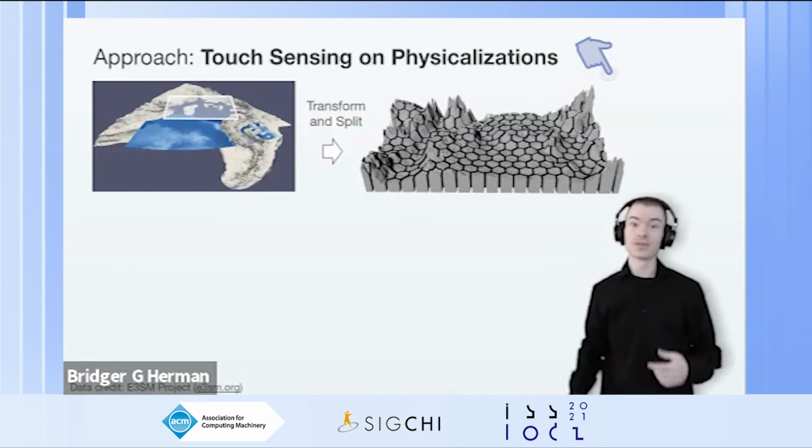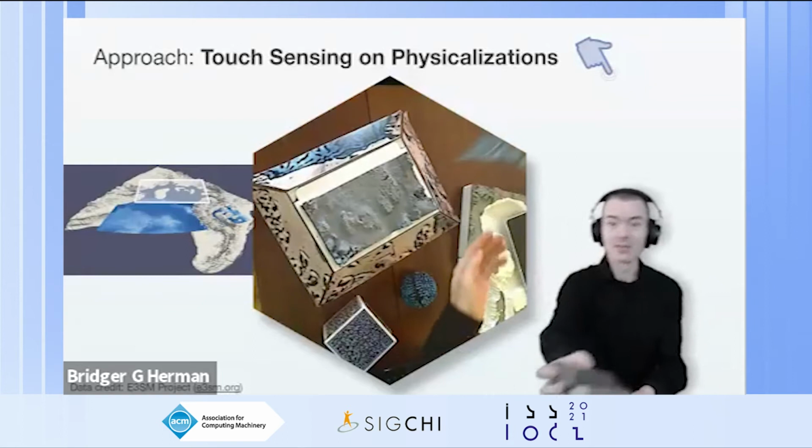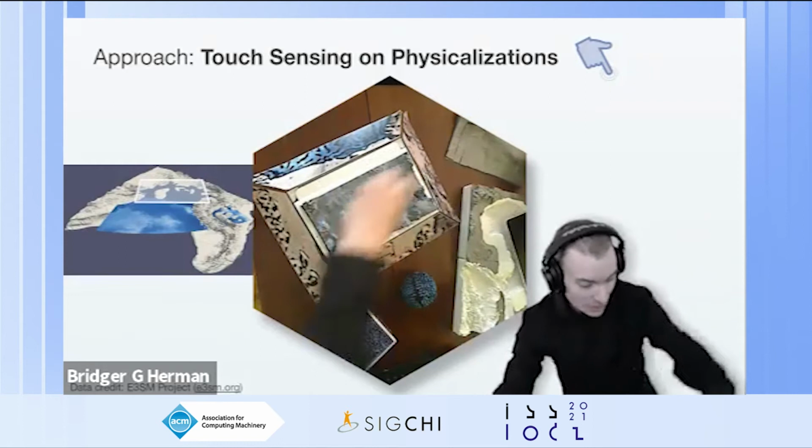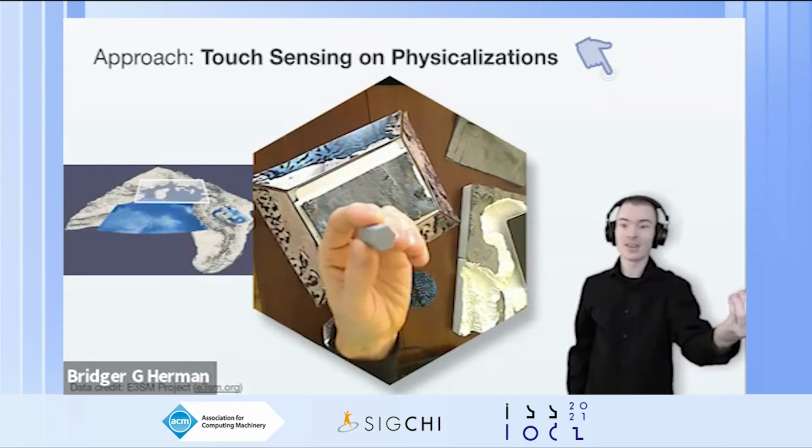We experimented with several different prototypes here. For example, this is an early iteration of our touch sensing through the physicalization, which used 2 centimeter squares. But ultimately, we arrived at this final design of 1.5 centimeter diameter hexagons, which can be seen in our final physicalization here.